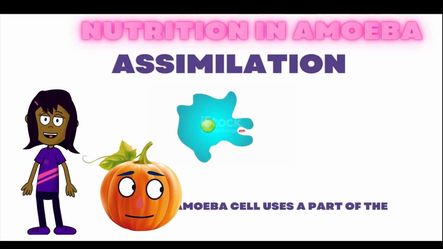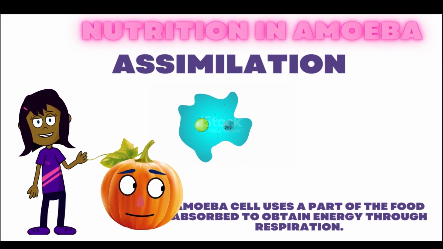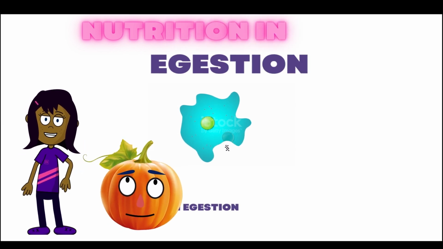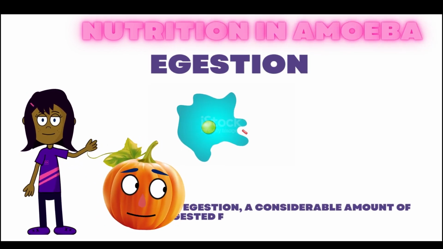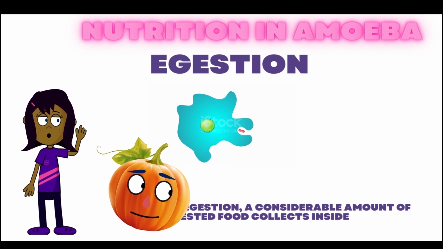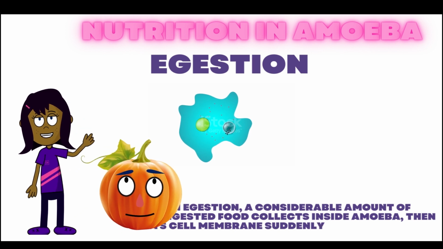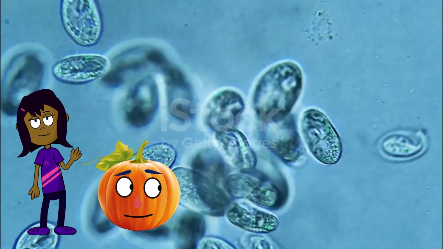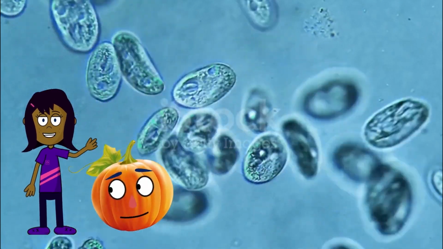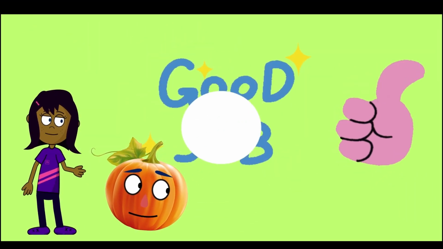Assimilation. Amoeba cell uses a part of the food absorbed to obtain energy through respiration. Egestion. In egestion, a considerable amount of undigested food collects inside amoeba, then its cell membrane suddenly ruptures at any place. Then, the undigested food expels out of the body of amoeba. Paramecium uses its hair-like structures called cilia to sweep the food particles from water and put them into its mouth.